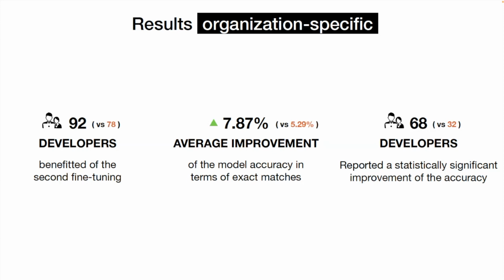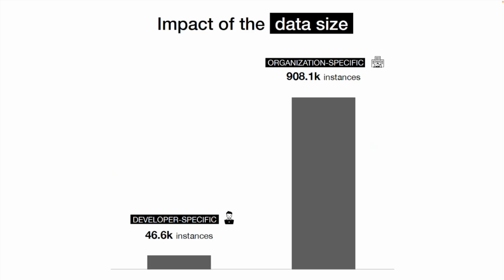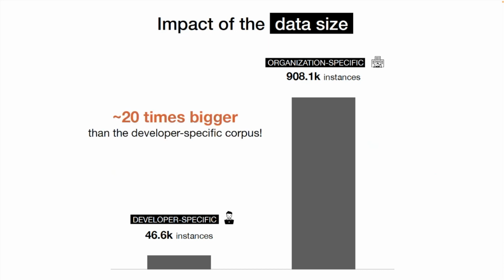Now, in this study, we also performed an analysis on the training data size, because we just said that the developer-specific models work worse than the organization-specific ones, but the second was trained on more data than the first one. In particular, as you can see from this slide, in which we take the dataset with the maximum instances, the difference is very evident. So we performed another study to understand whether the improvement of our models is just because we added more training data or not.